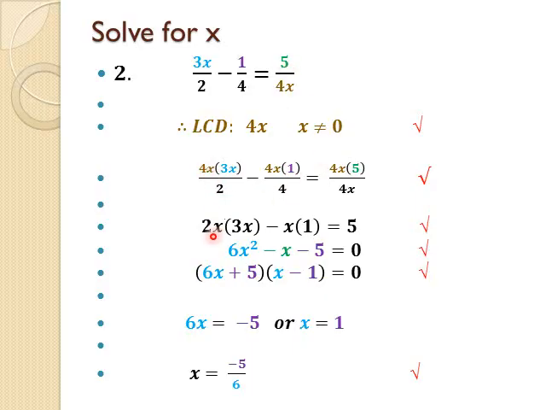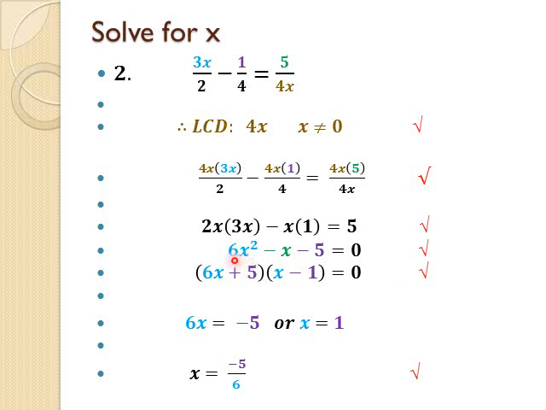4x divided by 2 gives me 2x times 3x. 4x divided by 4 gives me x times 1. 4x divided by 4x is 1, so I'm left with 5. 2 times 3 gives me 6, x times x gives me x squared. Negative x times 1 would simply stay negative x. Positive 5, if I bring it over, negative 5 equals 0. So 1 mark for writing in standard form. Alright, correct LCD and give you a mark for basically multiplying the denominator away.